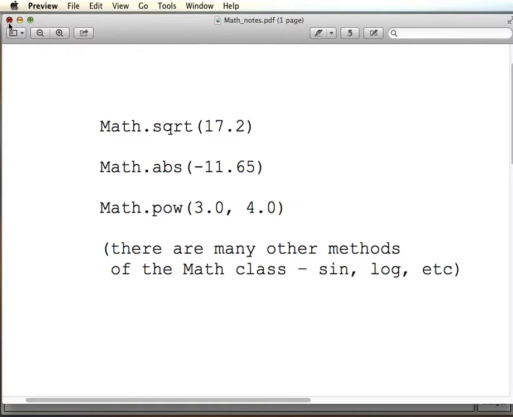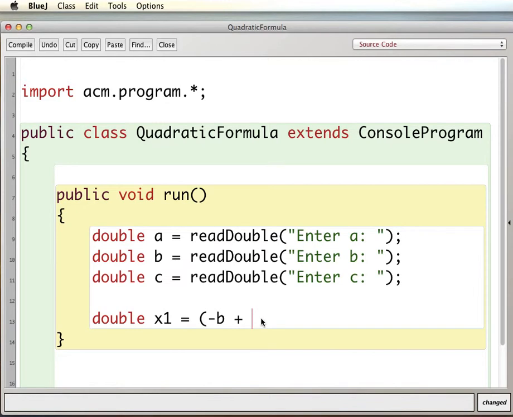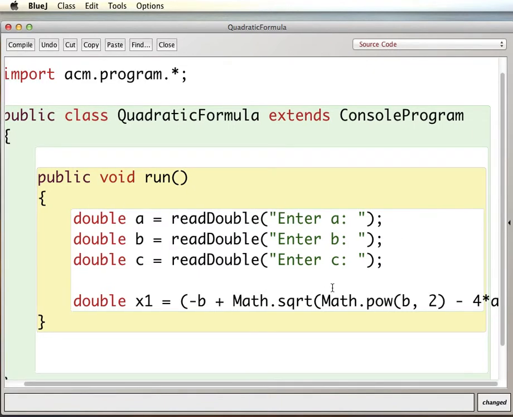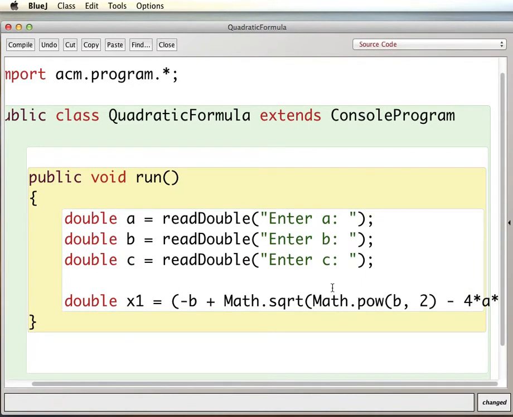Okay? So back to the quadratic formula. We now want to do a square root. Now we know that it's Math.sqrt. And we're taking the square root of, well, the formula is b squared. So the way you do an exponent is Math.pow(b, 2), that's b squared. So square root of b squared minus 4 times, you can't really see that, a times c.